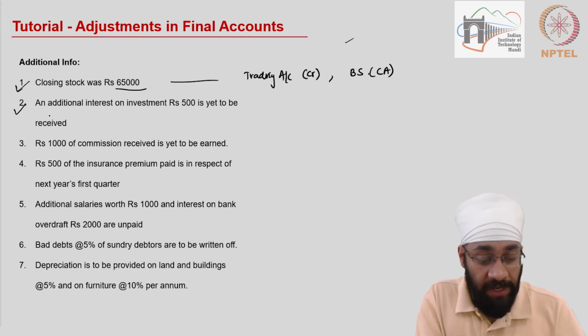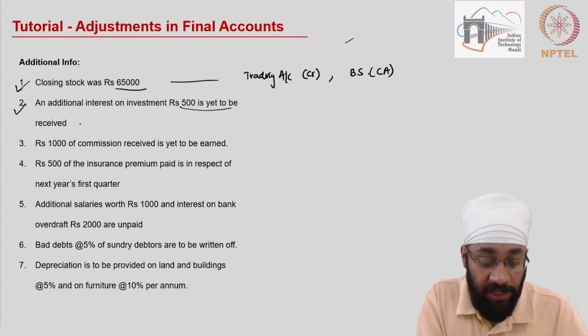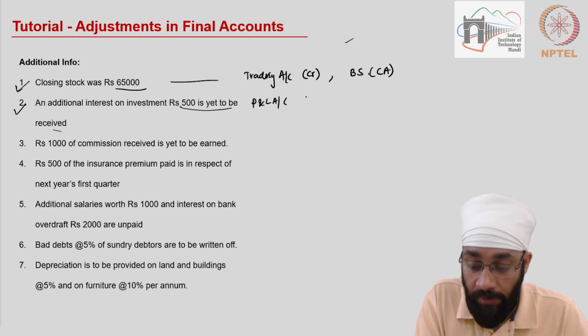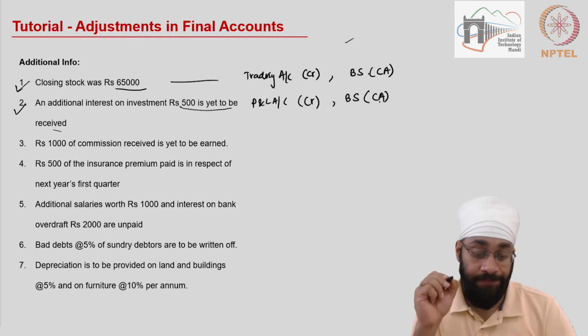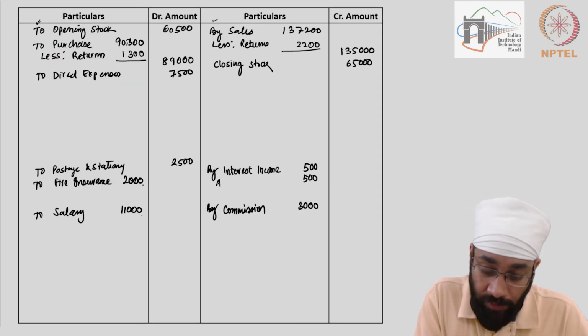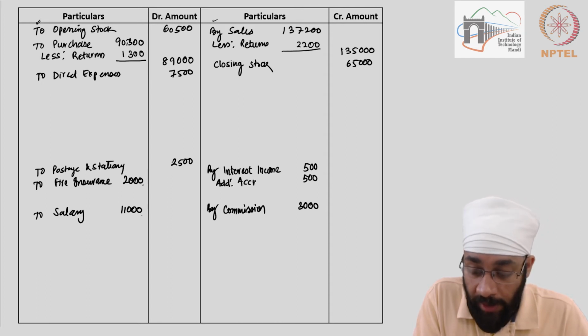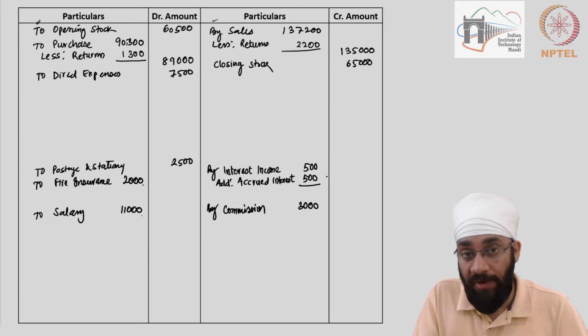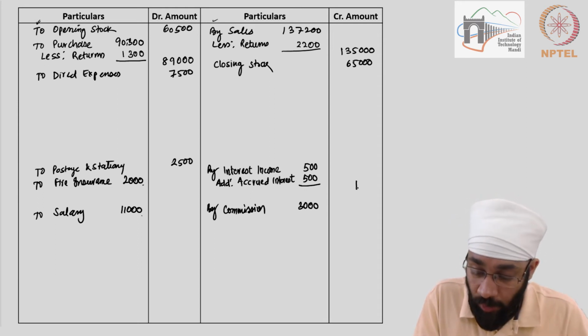The second is an additional interest on investment, 500 yet to be received. This was income earned but not received, accrued income. We are going to show this on the credit side of the profit and loss account, and in the balance sheet under the current assets. So 500 to be received is going to be added here. We will call it accrued interest. Interest which has been earned, which has become due, but we have not received it. Therefore, the total interest income in this financial year is 1000.